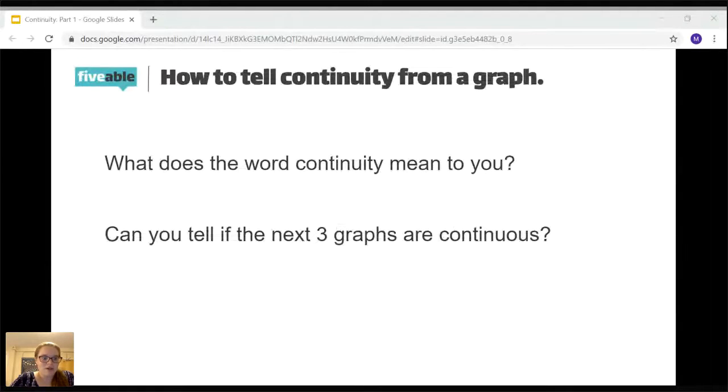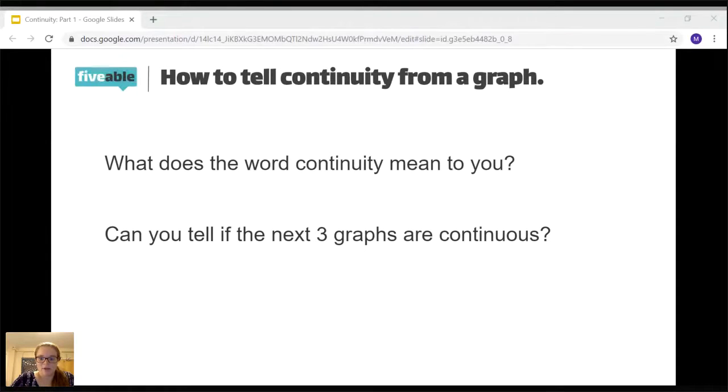What does the word continuity mean to you? Now, this doesn't necessarily mean continuity in calculus, but just when you hear continuity, what do you think? What other words do you know that remind you of this word? Doesn't stop is good. That's a good option. Keep going forever. Exactly.